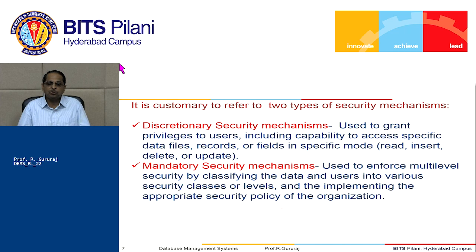It is customary to refer to two types of security mechanisms. The first one is discretionary security mechanisms, which are used to grant privileges or rights to users, including the capability to access specific data files, records, or fields in a specific mode, that is read, insert, delete, or update. The second is known as mandatory security mechanism, which is used to enforce multi-level security by classifying the data and users into various security classes or levels, and implementing the appropriate security policy of the organization on these levels.